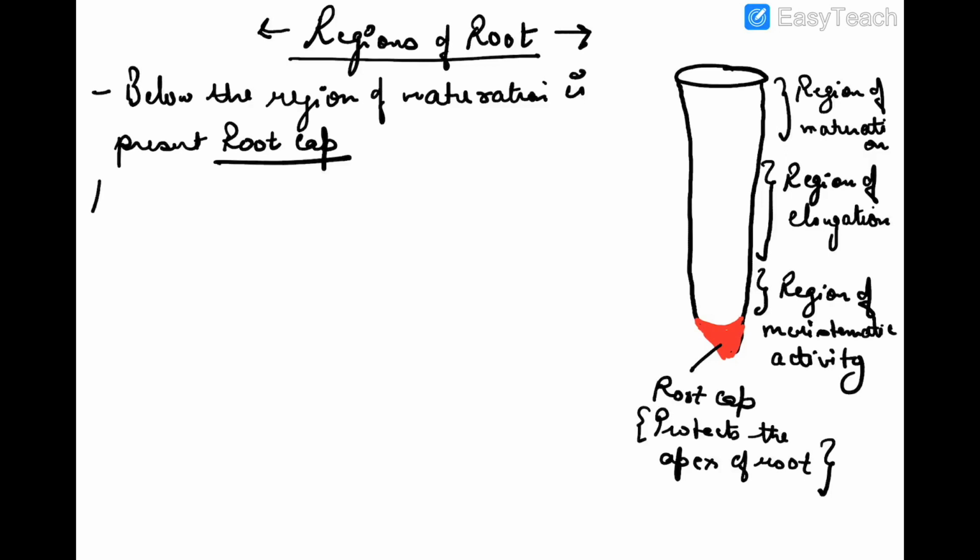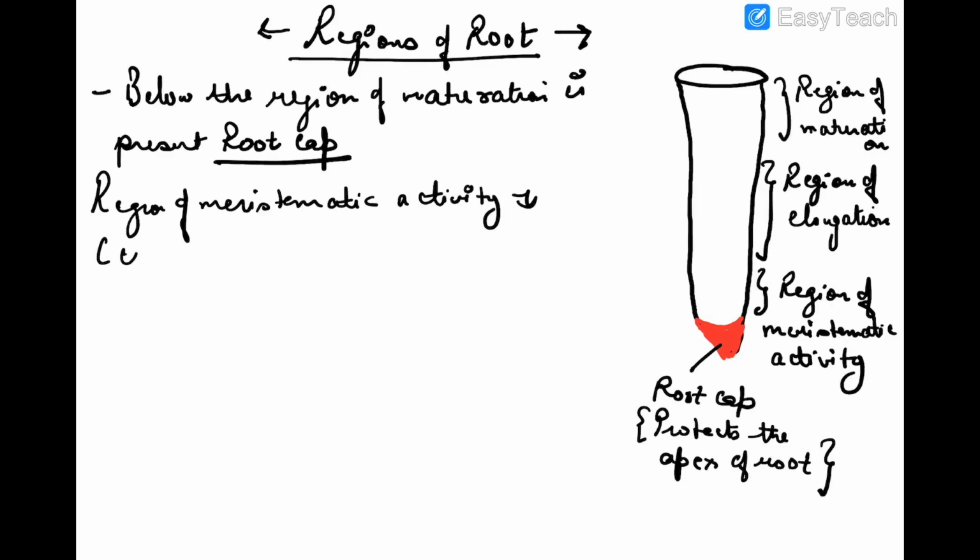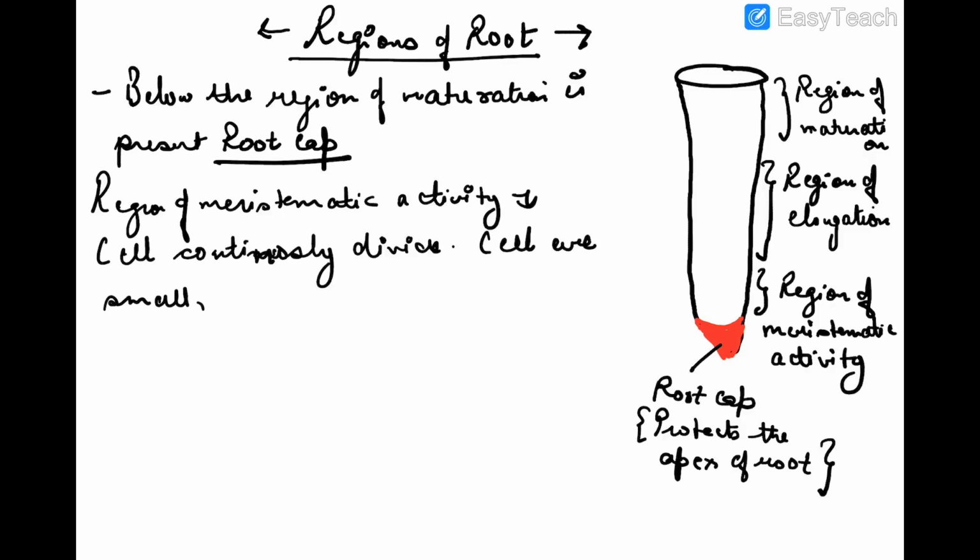Now let us talk something about the region of meristematic activity. As the name suggests, in this region, cells undergo continuous cell division. Cells continuously divide. These cells are small, thin-walled, with dense protoplasm.